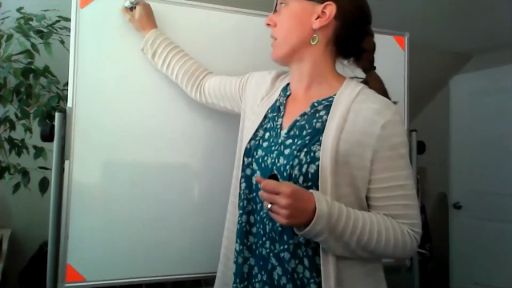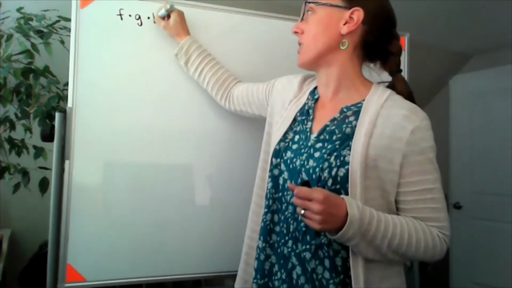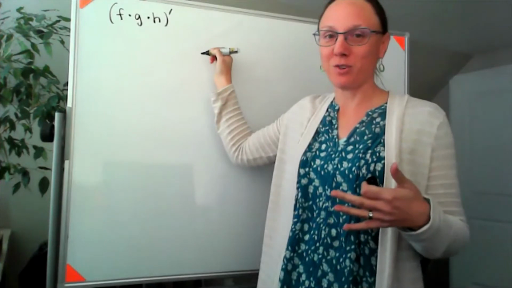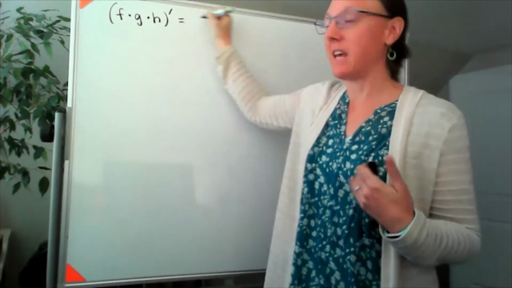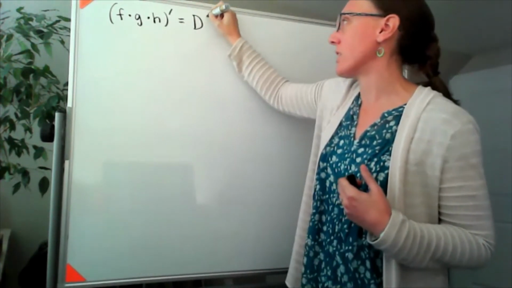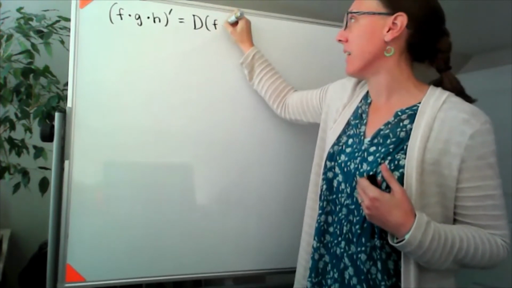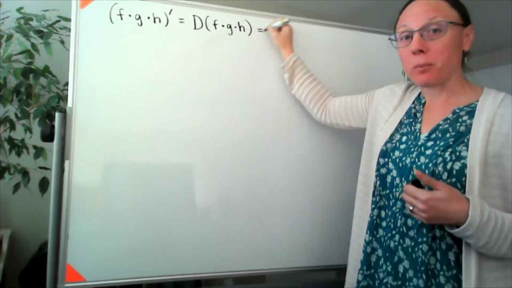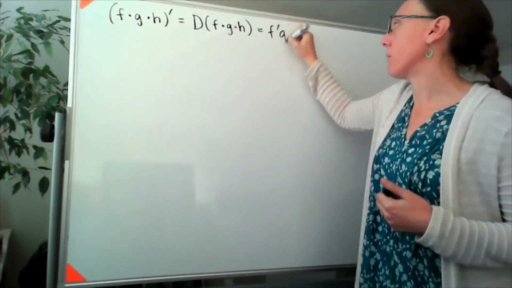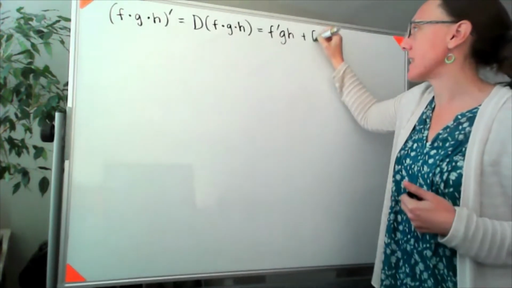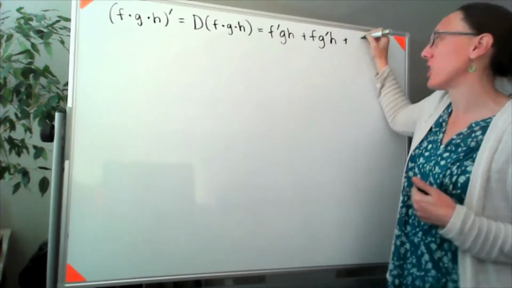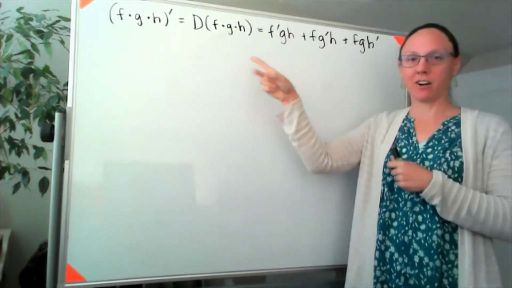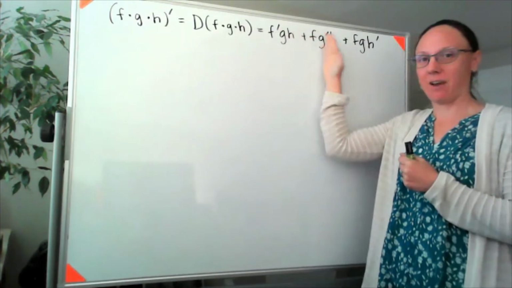So as a reminder, if I have f times g times h, and I take the derivative, and there are different notations for taking that derivative, this would be the same as in Kuba's notation, having a capital D of f times g times h. Either way, that triple product rule looks like f prime times g times h plus f times g prime times h plus f times g times h prime, right? It's 3 letters, we write it 3 times, and we chase down the derivative.